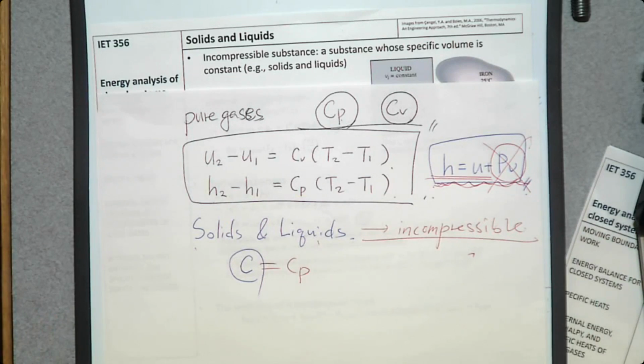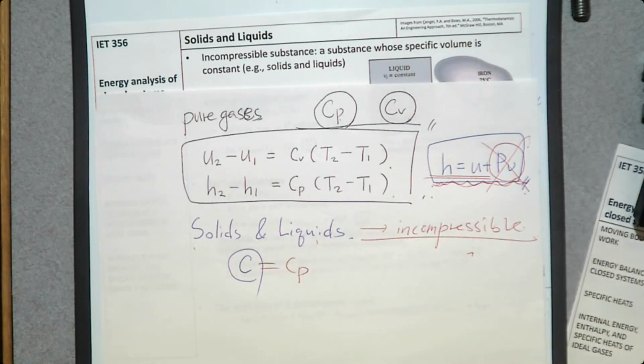When you hear people say Cp of water, Cp of some rock, or Cp of stainless steel, don't get confused. There is no Cv, just C. But people like to call this C a Cp. That doesn't mean that there's a Cv for stainless steel. No, there's only one specific heat for solids and liquids. That's all.